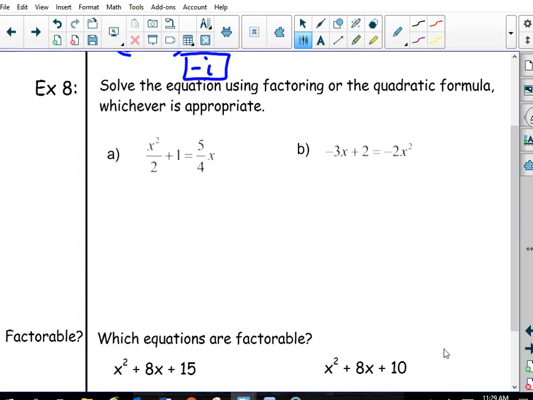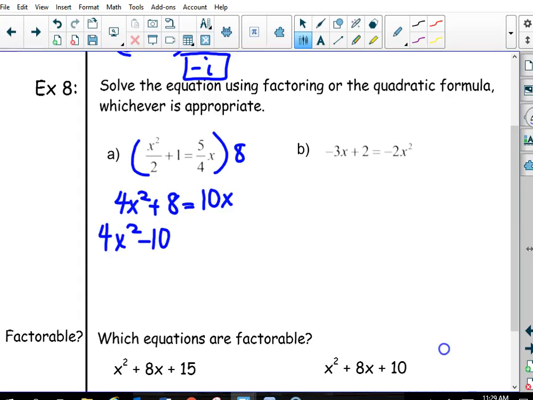The first thing I'm going to do on A is clear the fractions by multiplying everything by 8, the common denominator of 2 and 4. So I get 4x squared plus 8 equals, 4 goes into 8 twice, 2 times 5 is 10x. Let's get everything on one side: 4x squared minus 10x plus 8 equals 0.